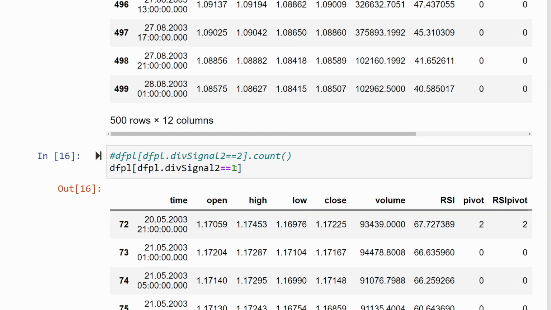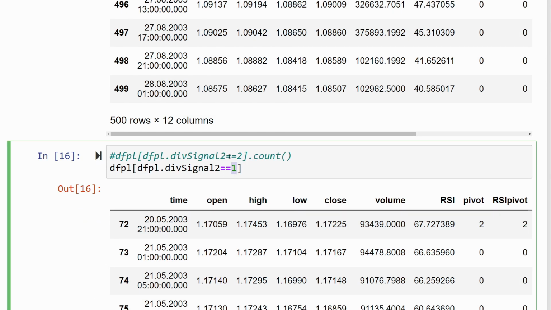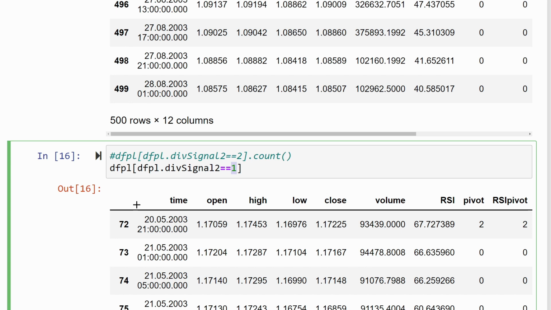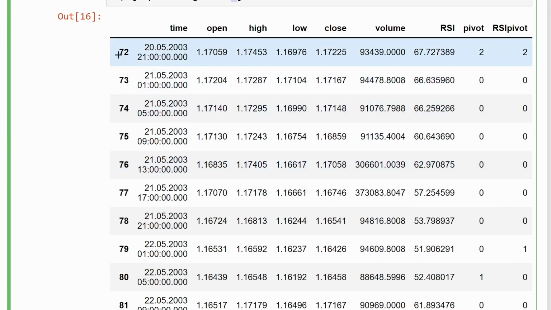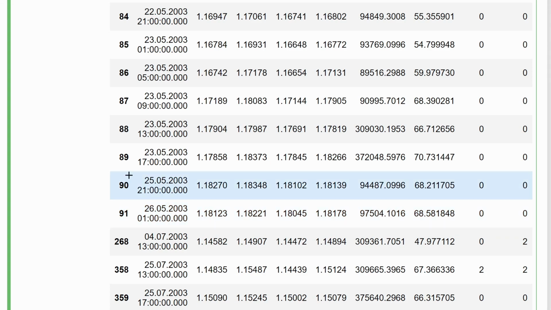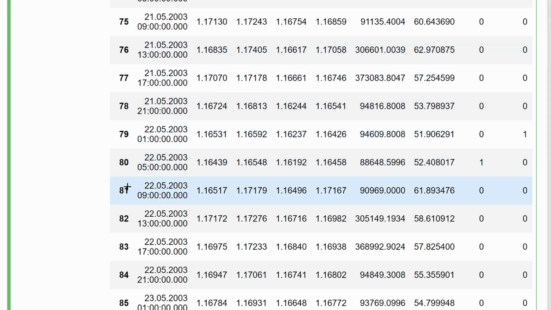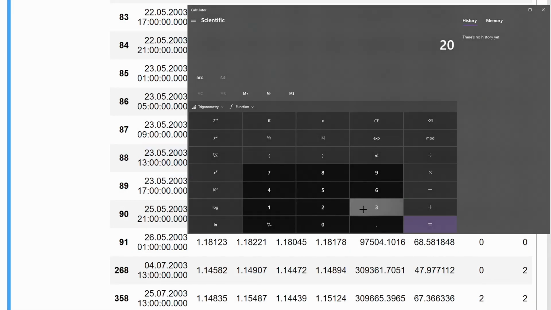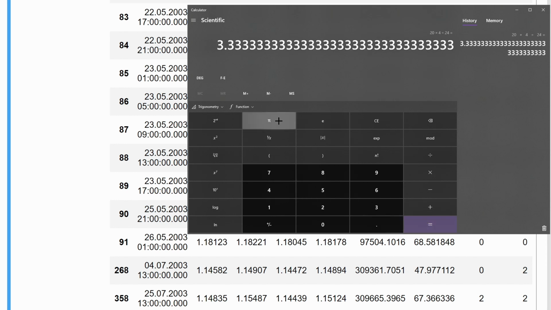I'm filtering here the signals that are equal to 1, meaning we have a divergence and the RSI is showing lower values, so probably a reversal towards a downtrend. And the candles concerned in this signal 1 are between 72 up to 90, 91. So we have a few days where the signal is showing. If we want to calculate this, it's around 20 candles times 4, the 4 hour candles divided by 24. So it's a signal that is settling within, let's say, 3 to 4 days.